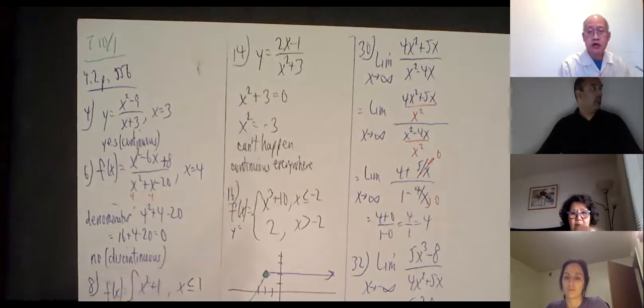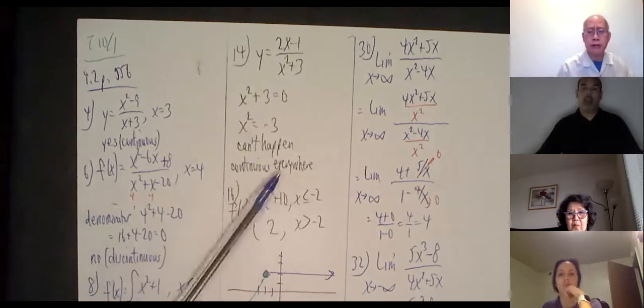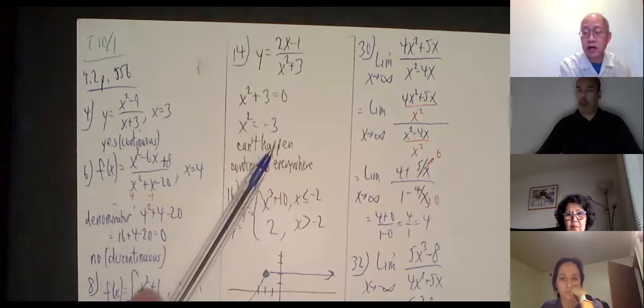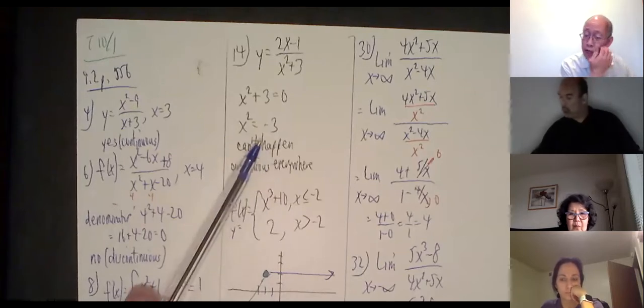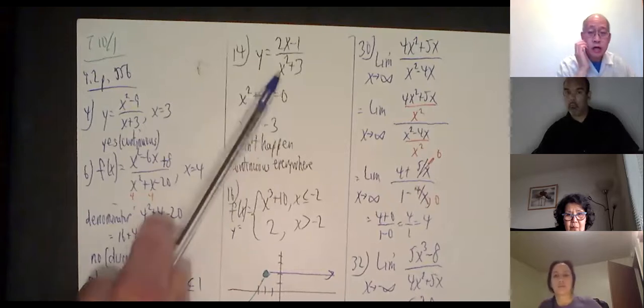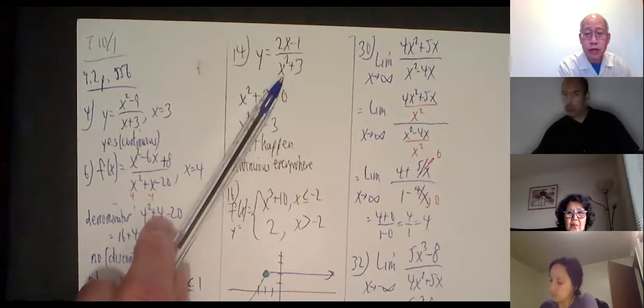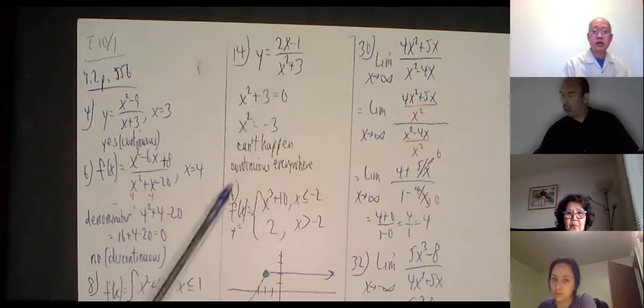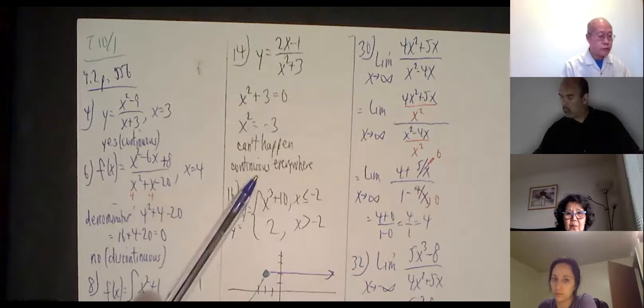In this class, we usually don't do those imaginary numbers. You might remember doing imaginary numbers, the i stuff, square root of negative 1. And we're not doing any of that in our class. So this can't happen. In other words, the denominator is never allowed to be 0, which means this function is also continuous everywhere. It's a function which is continuous everywhere.